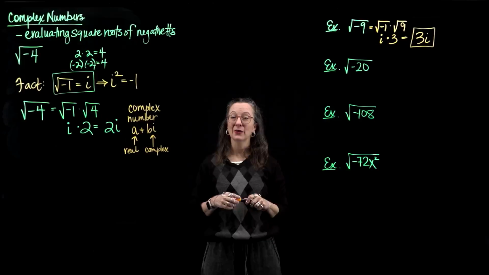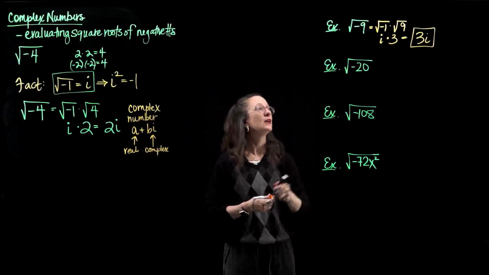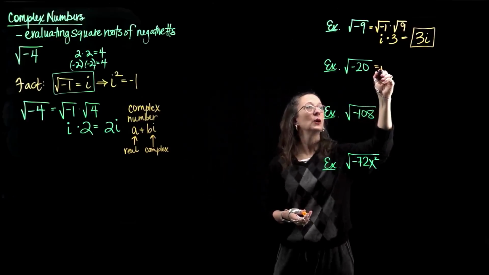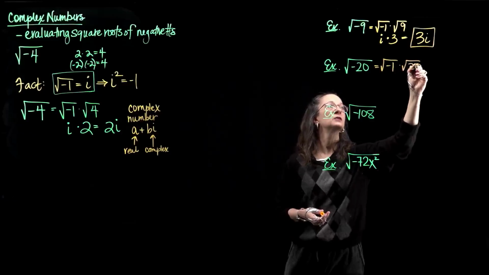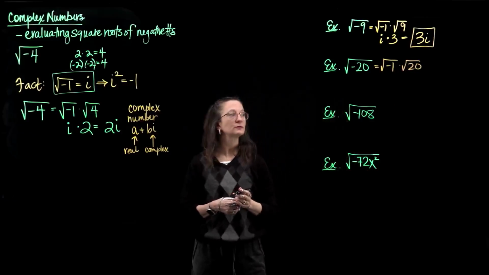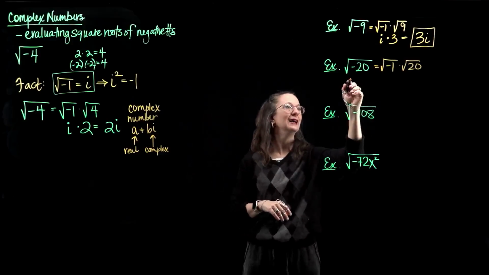All right, let's look at another one. Square root of -20. Again, the first thing I'll do is break it up into square root of -1 times square root of 20. I know that the square root of -1 is i.